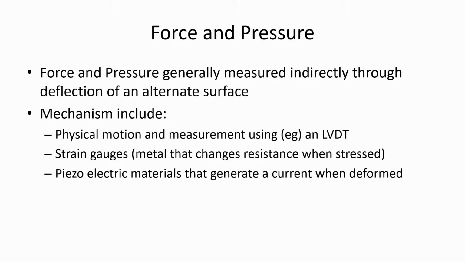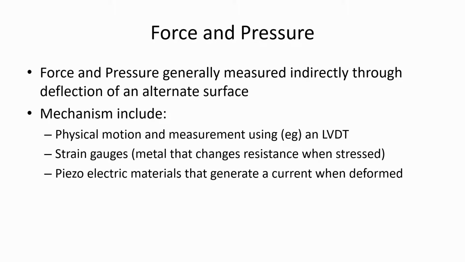Next is the force and pressure sensor. Force and pressure are generally measured indirectly through the deflection of an alternate surface. Directly we cannot measure them. By use of a diaphragm or any surface, the displacement of that surface can be measured, from which we can find out the pressure or the force.